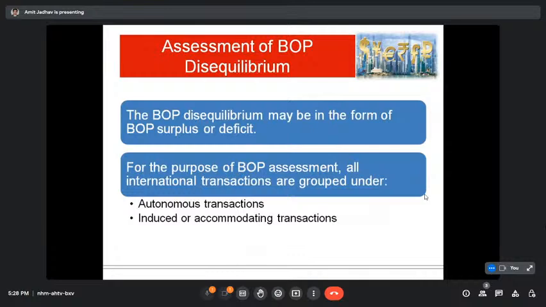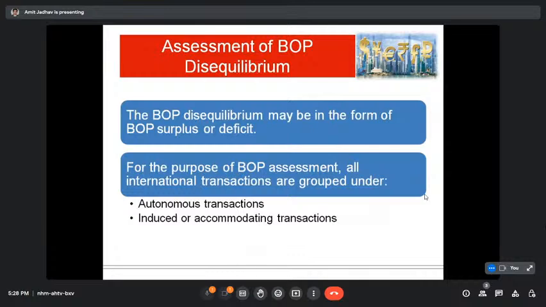surplus. Surplus means maybe they have more exports of goods and commodities, or more capital inflow compared to the outflow. In such a situation they get some surplus. Similarly, in the opposite situation, the country can face a deficit problem. So disequilibrium or imbalance will be created in the balance of payment: there will be surplus or deficit.